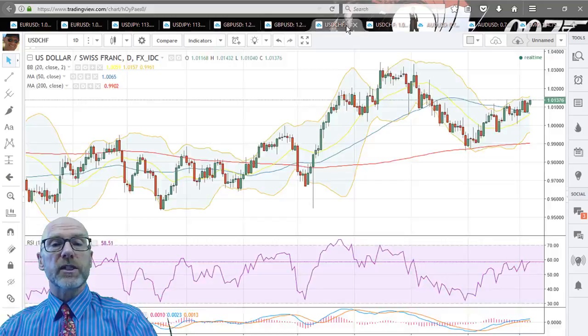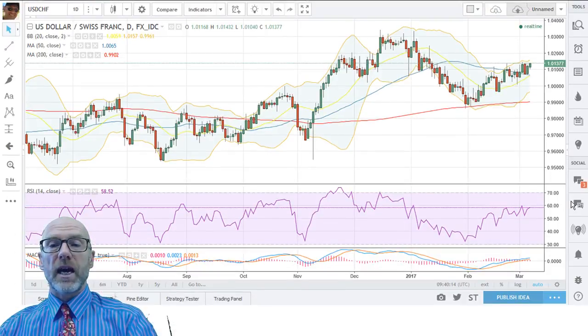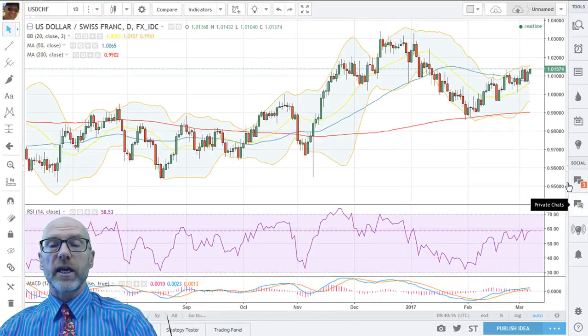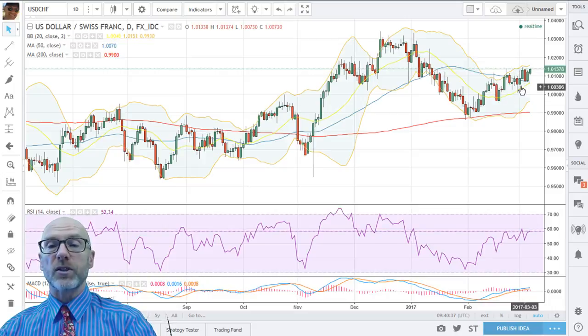On to the Swissy, and here it's looking good for the dollar again. It's broken above the downtrend in the 50-day moving average and has held above there for 4 days now. As I was talking about last week, we've had the trampoline effect of the market coming down to the 20-day moving average and bouncing upwards. The 50-day held it. Now we've moved above the 50-day.